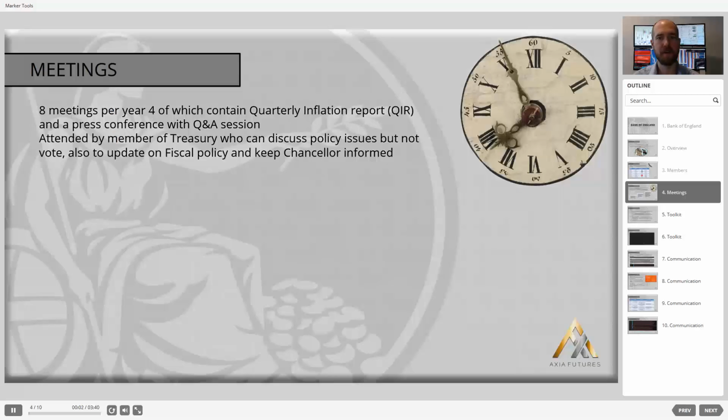Okay, so you've met the members. Now it's a case of, how do they actually make their decisions, and when do they release these decisions? The Bank of England runs 8 meetings a year, 4 of which are quarterly inflation reports. Now, the quarterly inflation report provides a little bit more colour. The Bank of England will produce forecasts on where they view the economy, where they view inflation in particular, going forward for the rest of the year, and this will help them come to any further decisions that they are going to make.